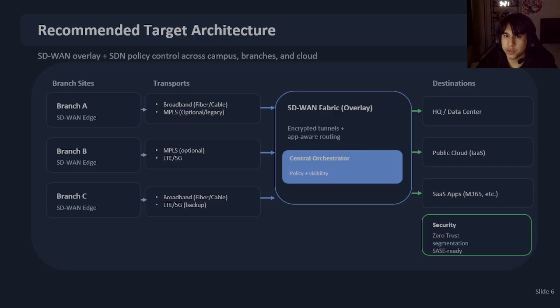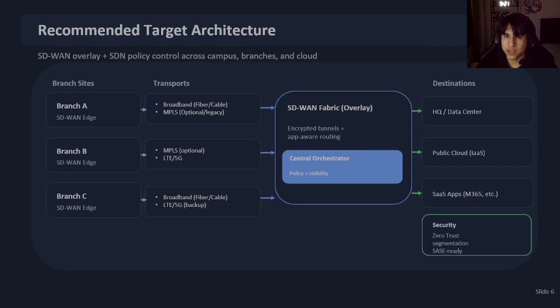Finally, the design supports three major destinations: HQ and data center workloads, public cloud workloads, and SaaS applications such as Microsoft 365. This is a major improvement over traditional WAN routing, where traffic often gets forced through HQ first. Here, traffic can be routed securely and efficiently to the destination that makes the most sense.